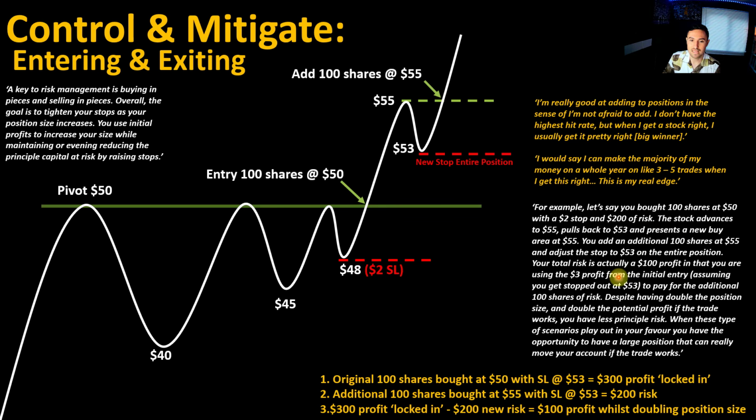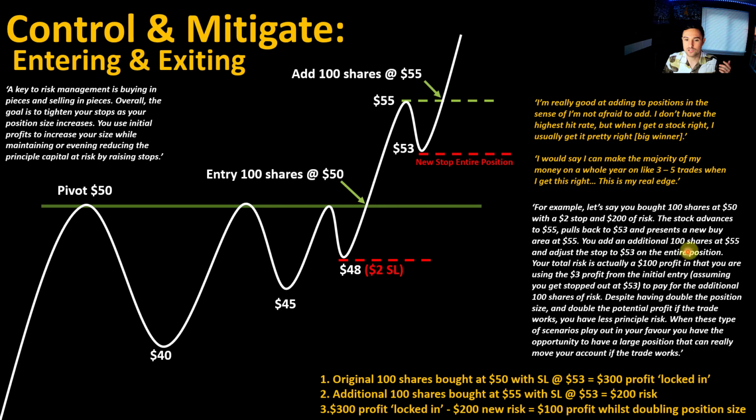For example, let's say you bought 100 shares at $50. So here we're doing this example. You buy 100 shares at $50 with a $2 stop and $200 of risk. So here is the stop loss, $2 stop loss at 48. The stock advances to $55. So up here, it advances to $55, pulls back to 53 and presents a new buy area at $55. So imagine that this was, say, a flag or a little continuation type pattern here.